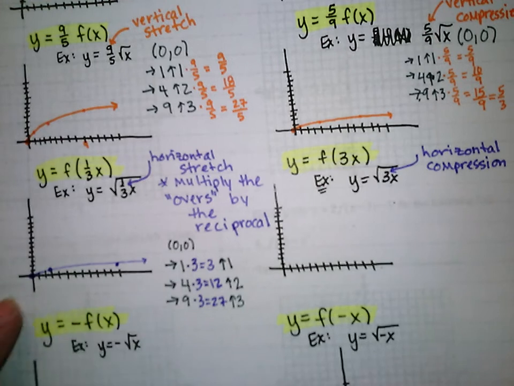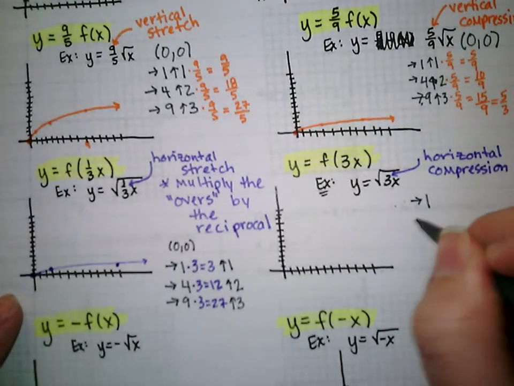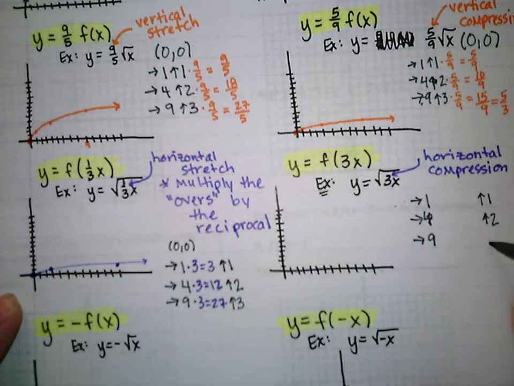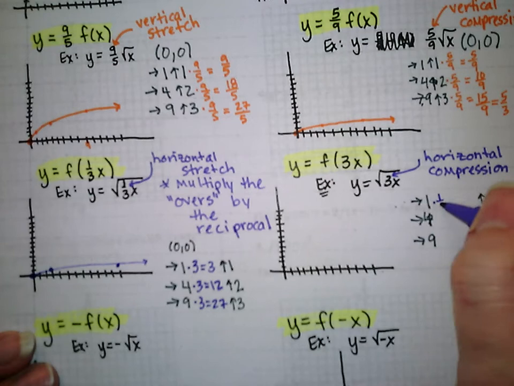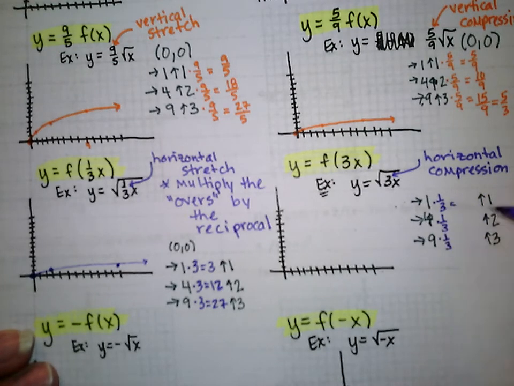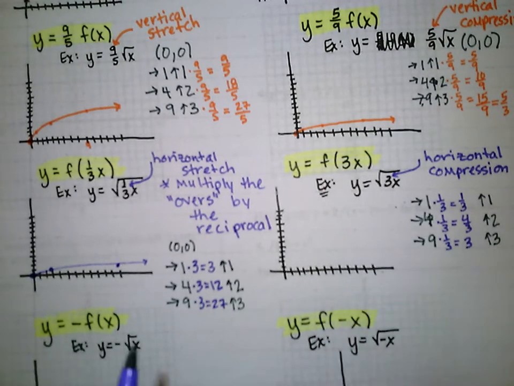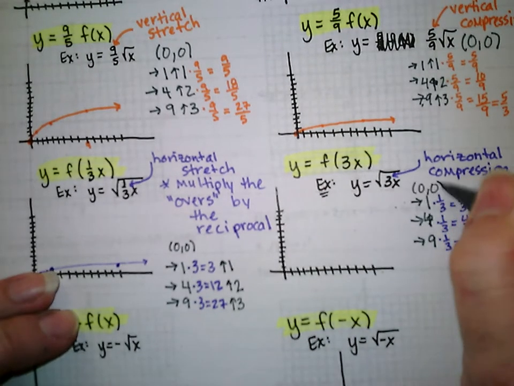So I keep my same over 1, over 4, over 9. The ups are not going to change, but I'm going to multiply my overs by the reciprocal of 3, which will be 1/3. So I'm going to go over 1/3 up 1, over 4/3 up 2, and over 3 up 3. So I still start from the same place. That didn't change with the compression.